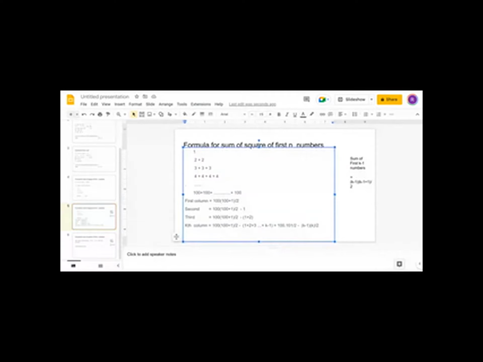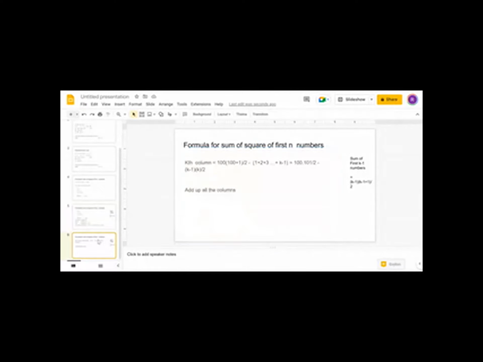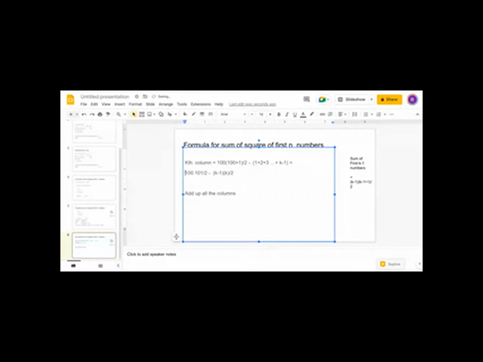When I add up all the columns, what do I get? I'll be adding up 100 into 101 by 2 minus this for k equal to 1, then the same thing minus this for k equal to 2, and so on and so forth. So by adding up all these, what do I get? Okay, so this is the general formula.